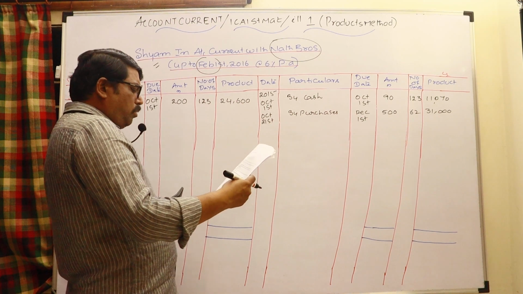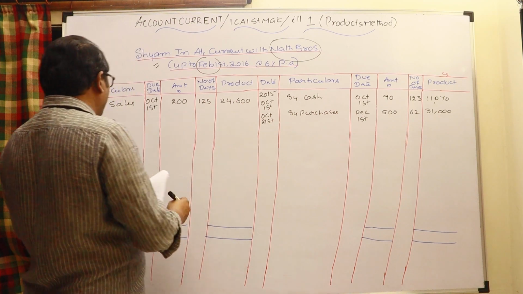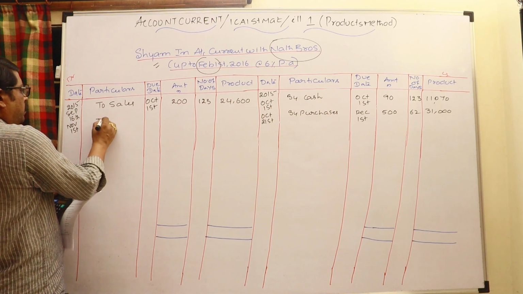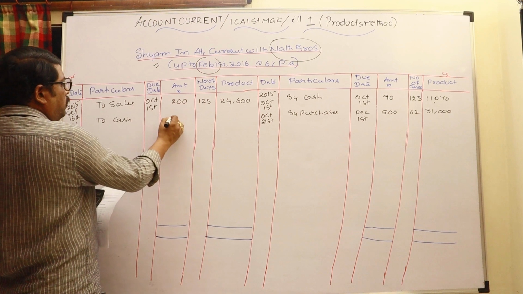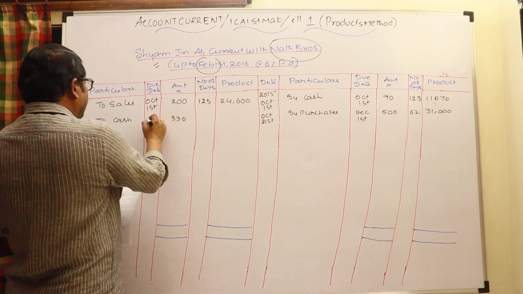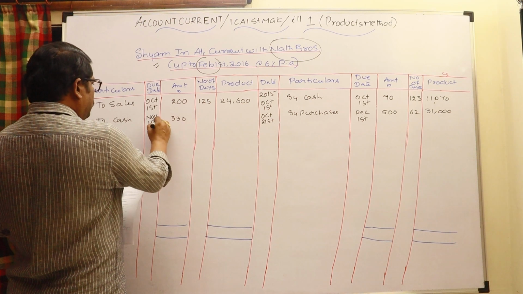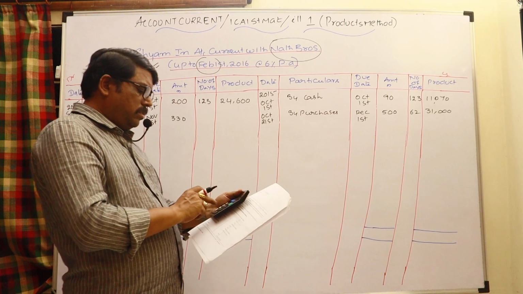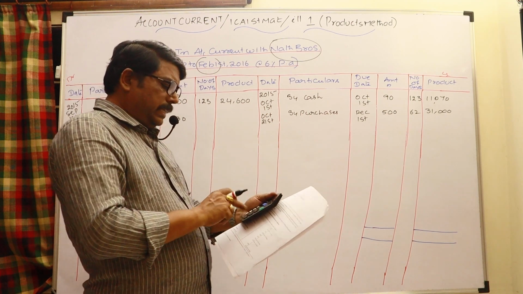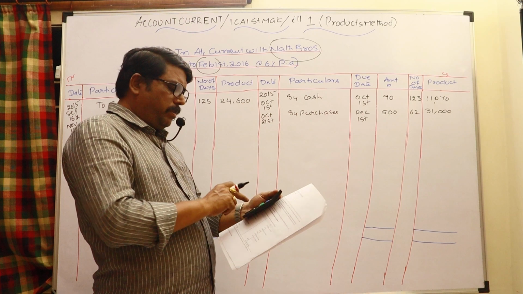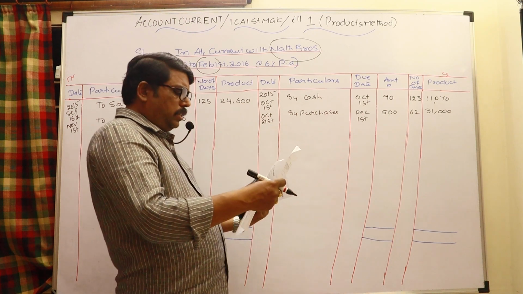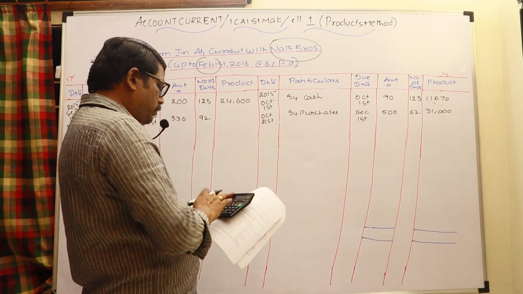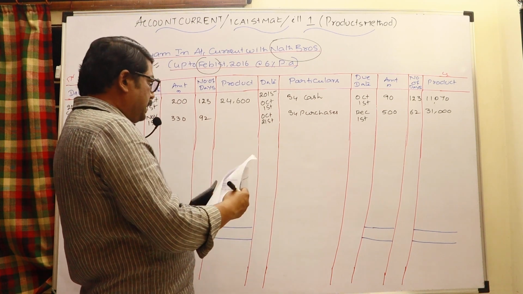Go to the next transaction: November 1st, paid to Shyam 330. Shyam account debit to cash. In the Shyam account, to cash, amount 330. If a separate due date is not given, the transaction date itself is the due date. November 1st means still in November 29, December 31, January 31, February 1, total number of days 92. 330 into 92 is 30,360.